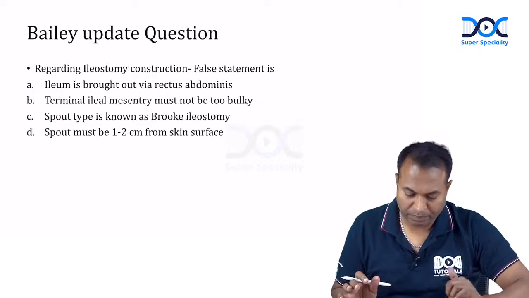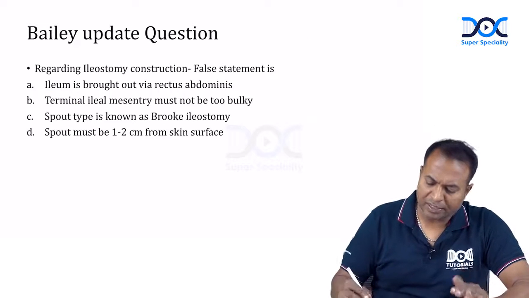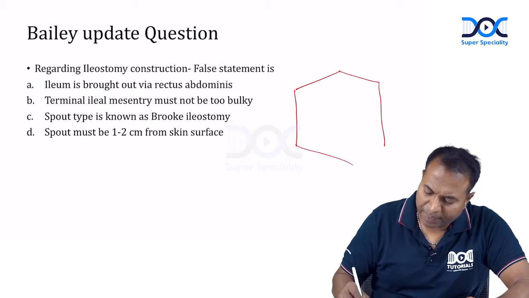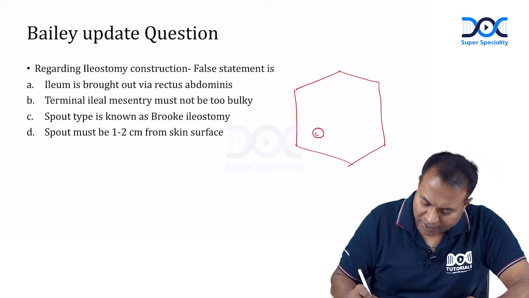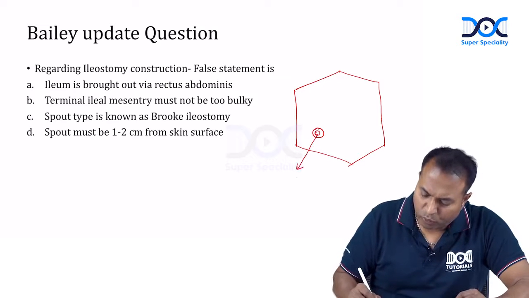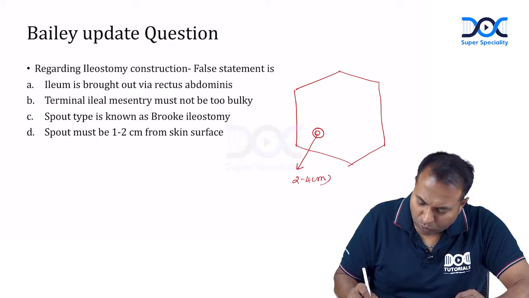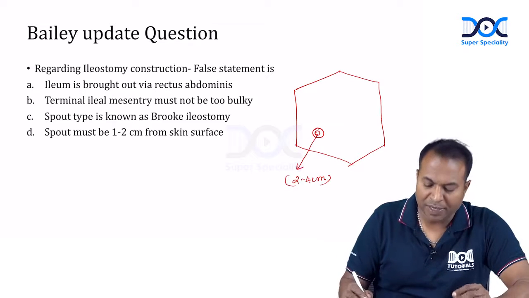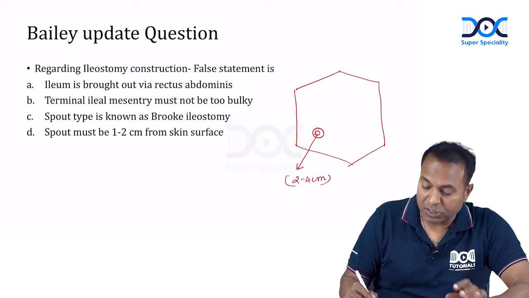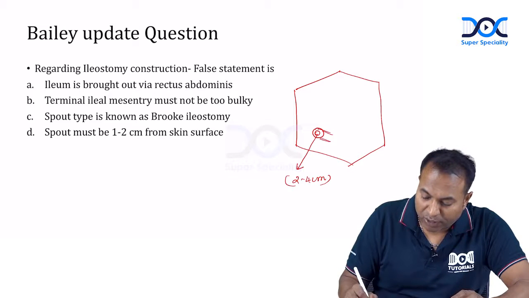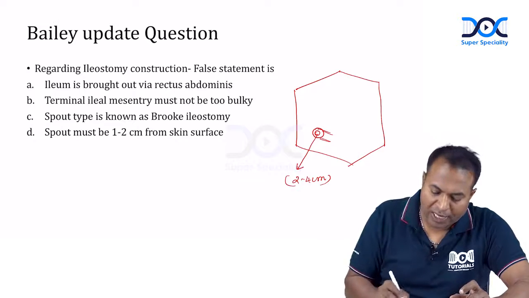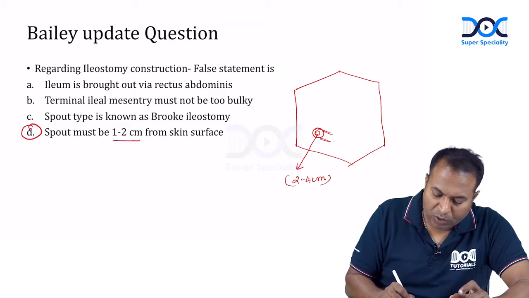Okay. Regarding ileostomy construction, as all of you know, very commonly the ileostomy is constructed in the right iliac fossa. It should protrude around 2 to 4 centimeters out of the skin surface. It should be brought out through the rectus abdominis. The terminal ileal mesentery must not be too bulky so that it can come out easily. It should protrude out. The spout type is known as a Brooke ileostomy. The spout must not be 1 to 2 centimeters.